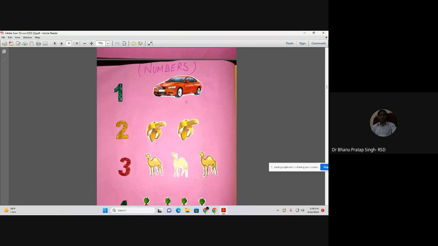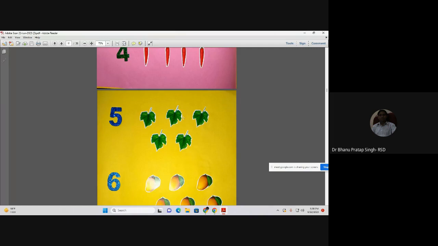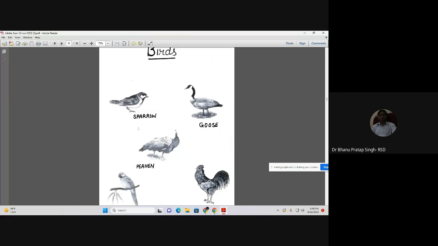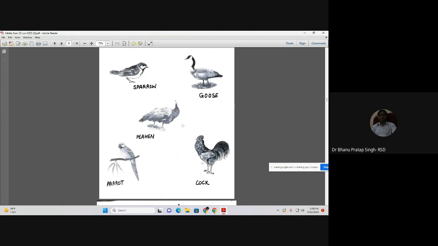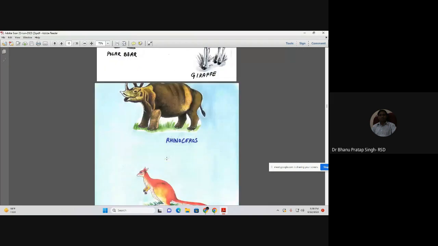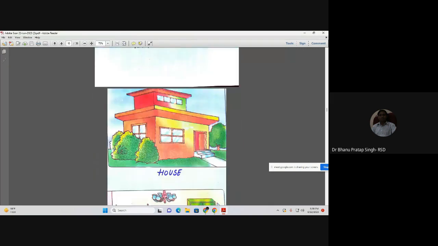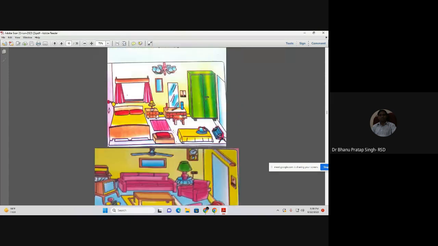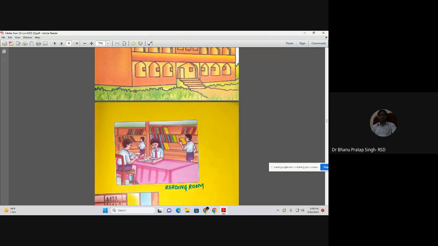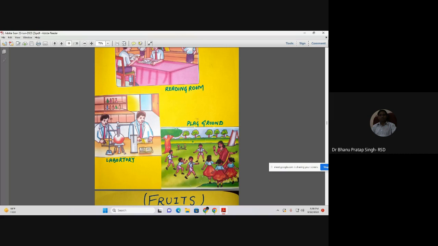Numbers are also there. She used these pictures for teaching numbers to the children. Birds, good. She has written the full names: sparrow, goose, swan, parrot, cock. Animals, names also there. Kangaroo. Now the picture of a house, even the pictures of bedroom, kitchen, reading room. So many pictures she has taken.